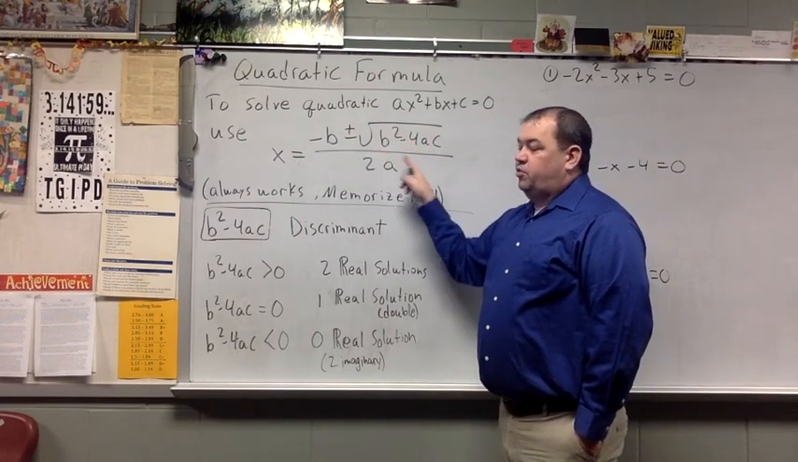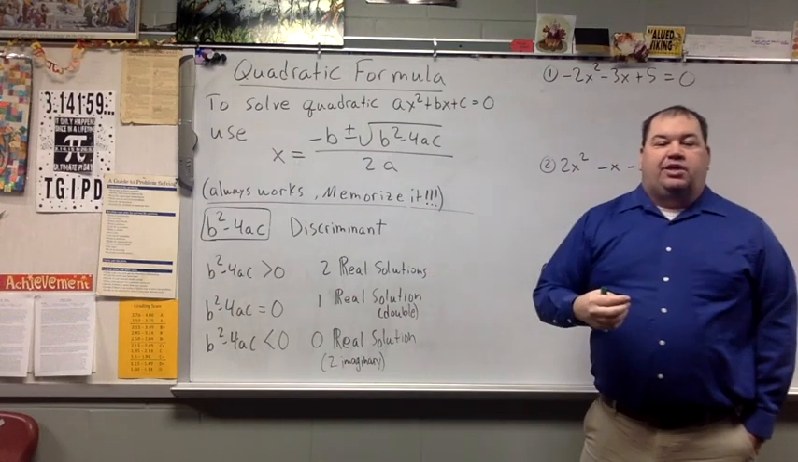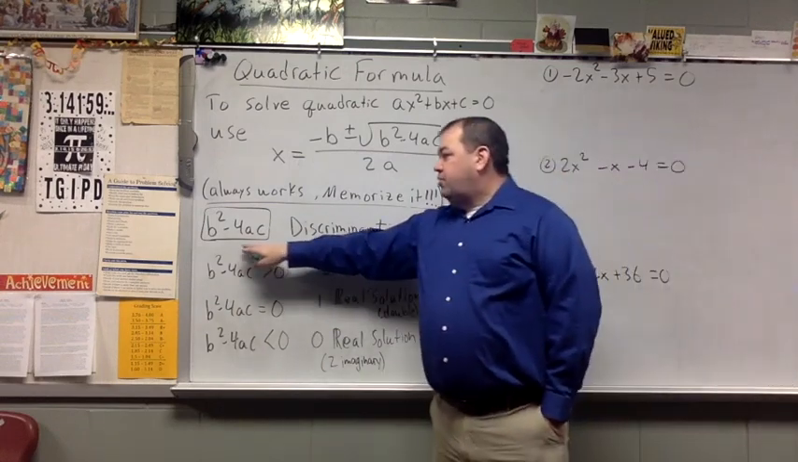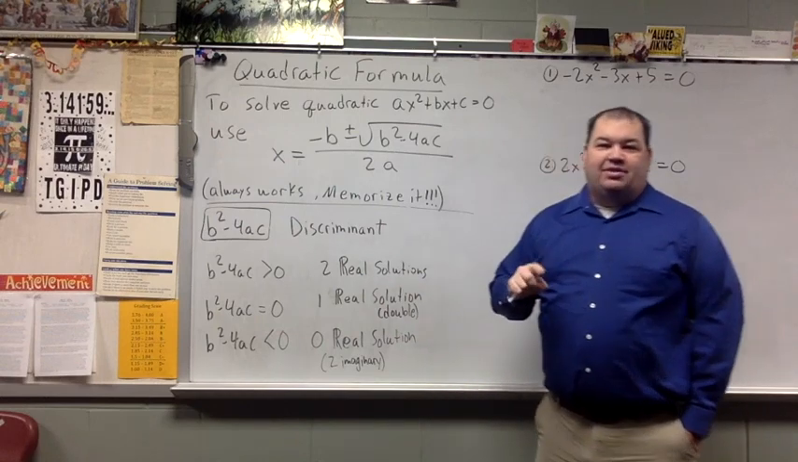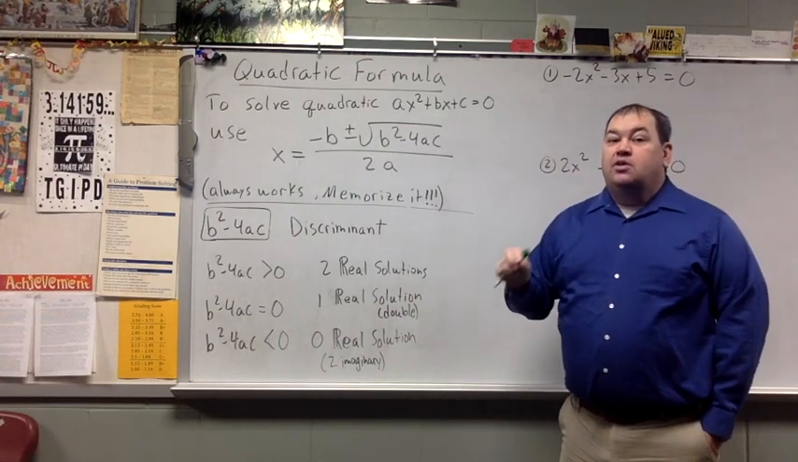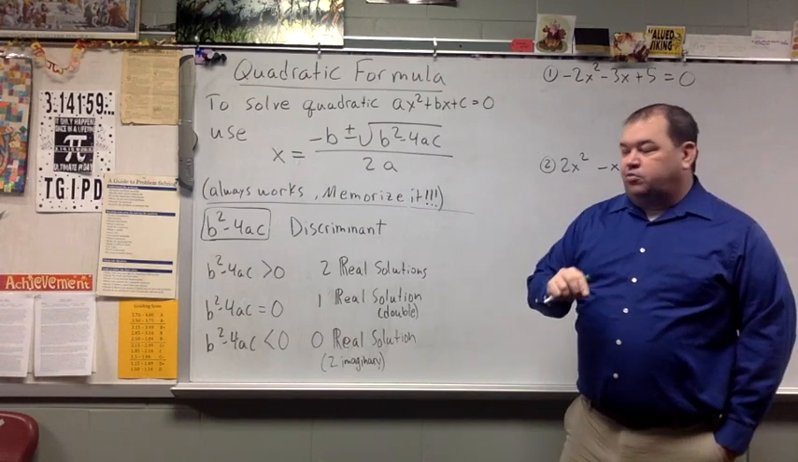Now, before we dive into the quadratic formula, let's take a look at this piece right here underneath the square root. That piece actually has a name. That b squared minus 4ac is called the discriminant. Now the discriminant tells us something about the roots before we actually find the roots.